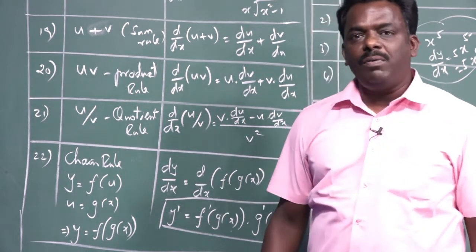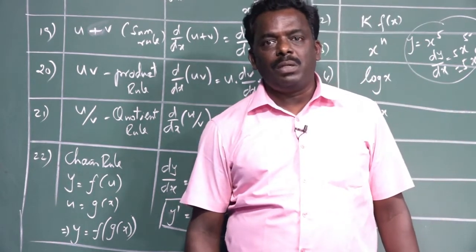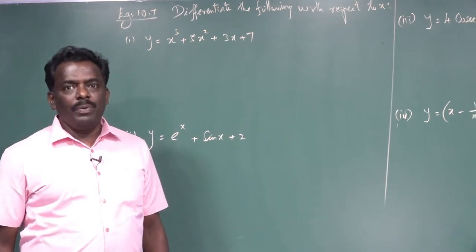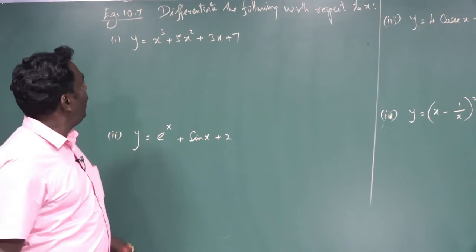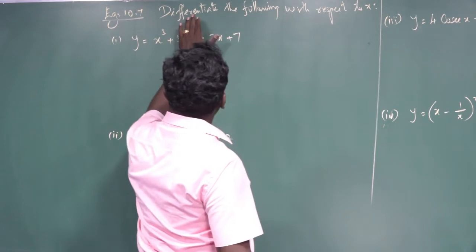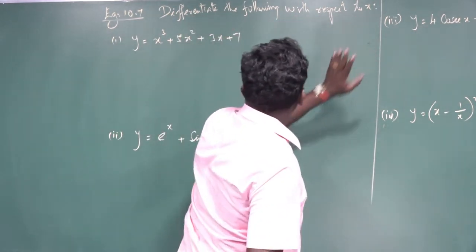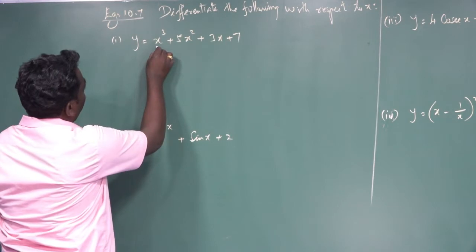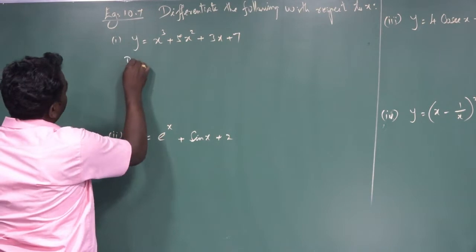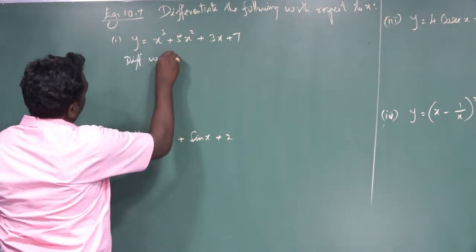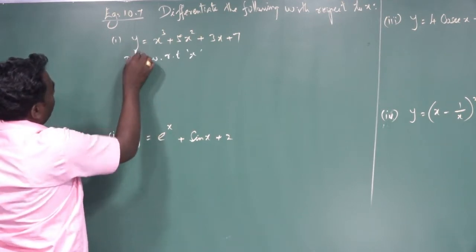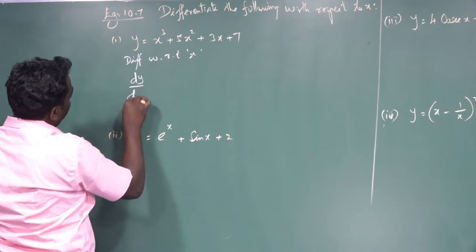Now, using these formulas for derivatives, we can see some problems in exercise 10.2. Dear student, based on the formulas we have just derived, in example number 10.7: differentiate the following function with respect to x. The first one, y equal to x power 3 plus 5x square plus 3x plus 7. Now differentiate with respect to x. Therefore, differentiating the left hand side y with respect to x, we can write dy by dx.